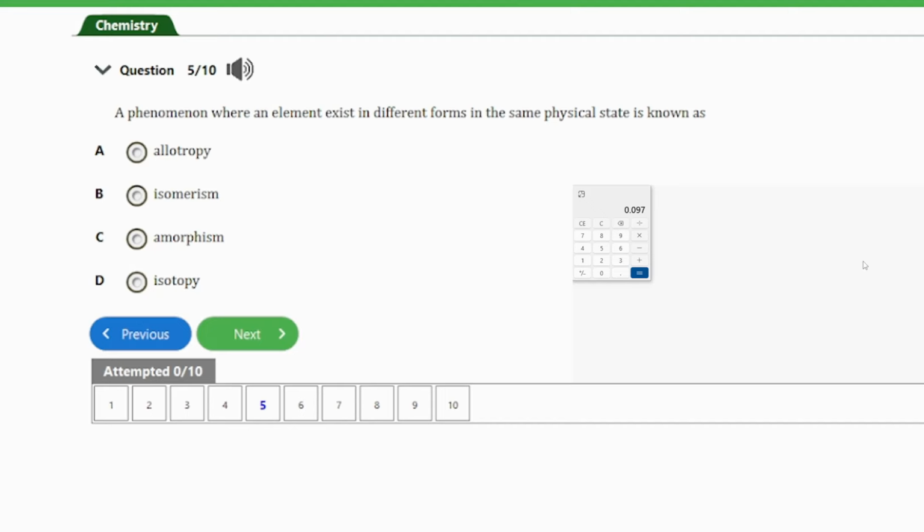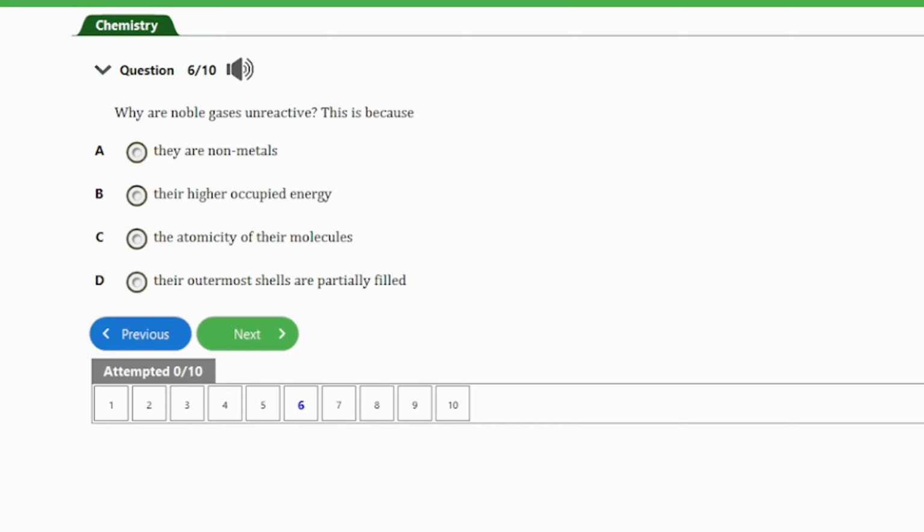So guys, the next question here is question number 5. It says, a phenomenon where an element exists in different forms in the same physical state is known as A, allotropy, B, isomerism, C, amorphism, D, isotopy. So guys, the answer to this question is allotropy. Allotropy is the property of some chemical elements to exist in two or more different forms in the same physical state. So allotropy is the answer to this question. That's option A. So guys, let's go ahead and look at the next question.